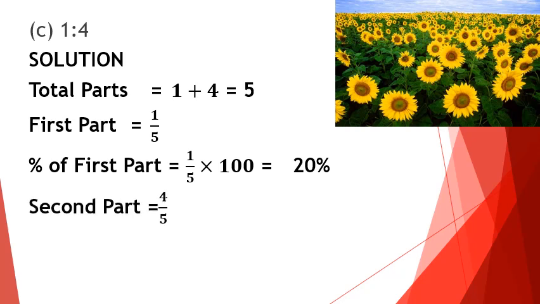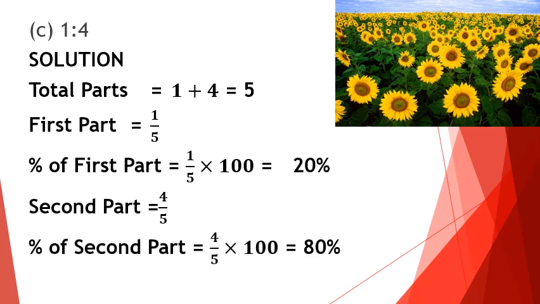Second part equal to 4 upon 5. Percentage of second part equal to 4 upon 5 into 100. 5 and 100 cancelled, the numerator becomes 20. So 4 into 20 equal to 80%. So children, don't forget to show the cancellation in CW.